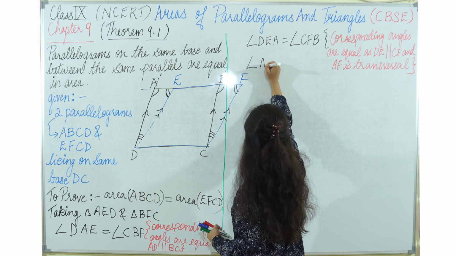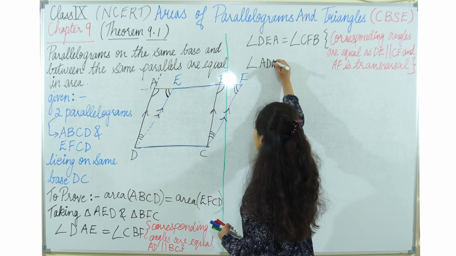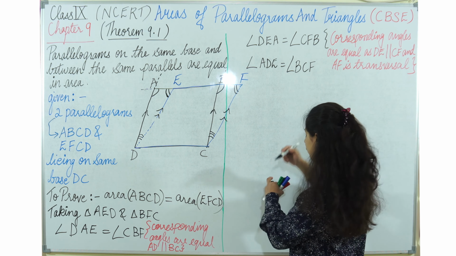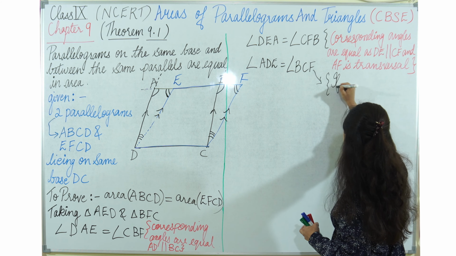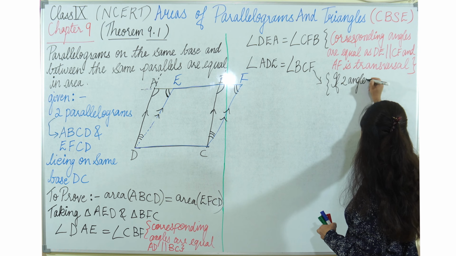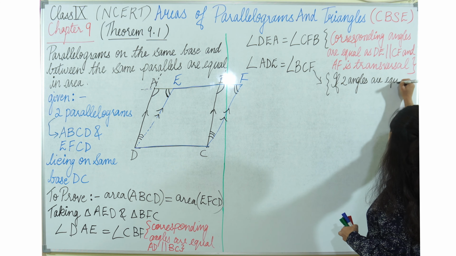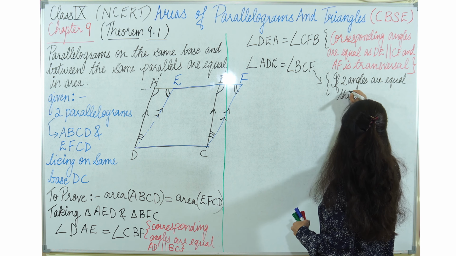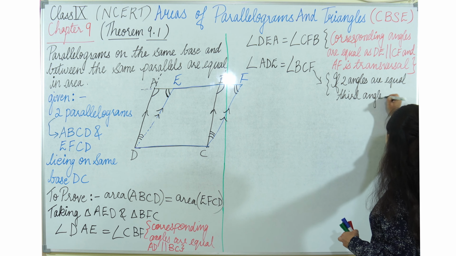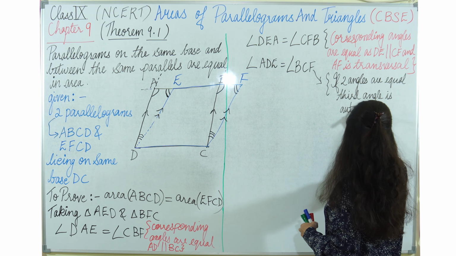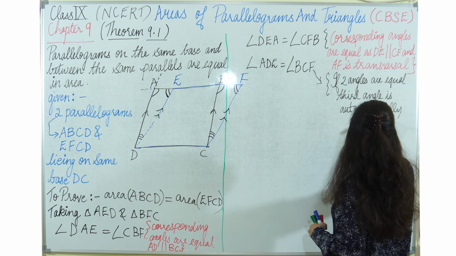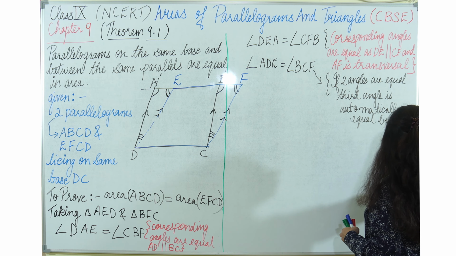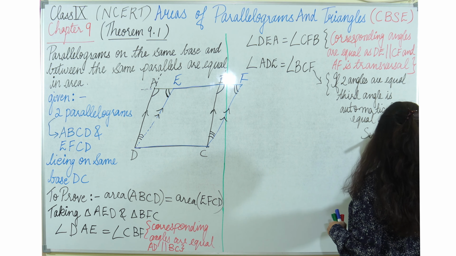Angle ADE will be equal to angle BCF. And we can also write down the reason: if two angles are equal, the third angle is automatically equal.